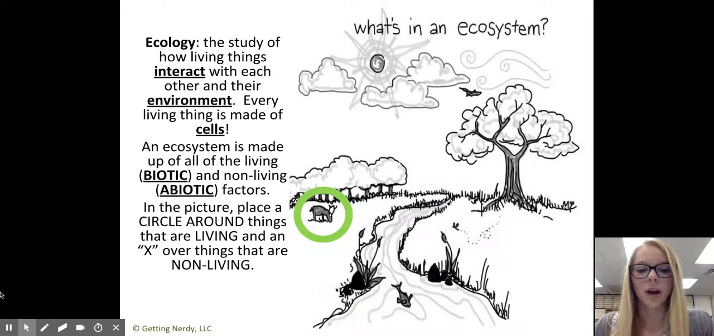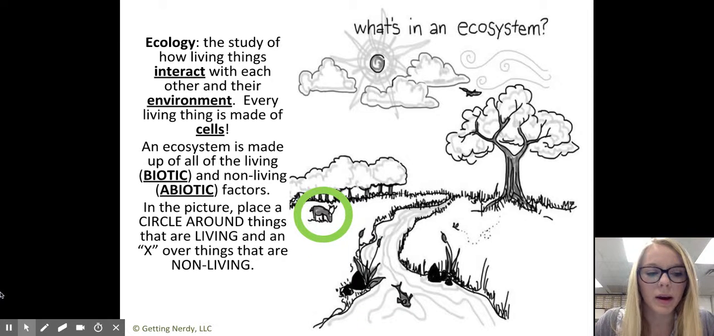Now that we have covered living organisms, we are going to go through some of the basic principles of ecology. Ecology is the study of living things interacting with their environment. Remember that every living thing is made up of cells. An ecosystem is made up of all the living and non-living factors. Living factors are biotic factors, and your non-living factors are abiotic factors.